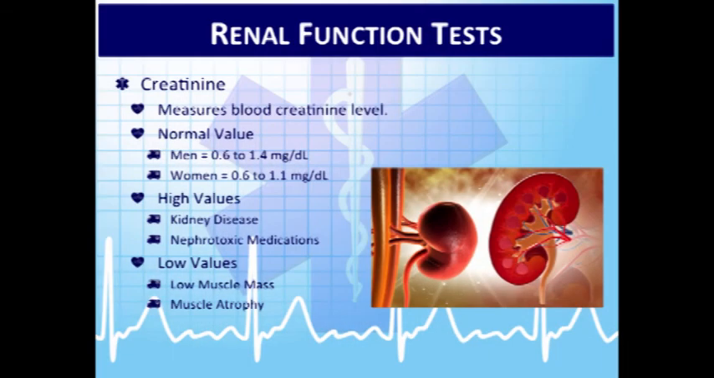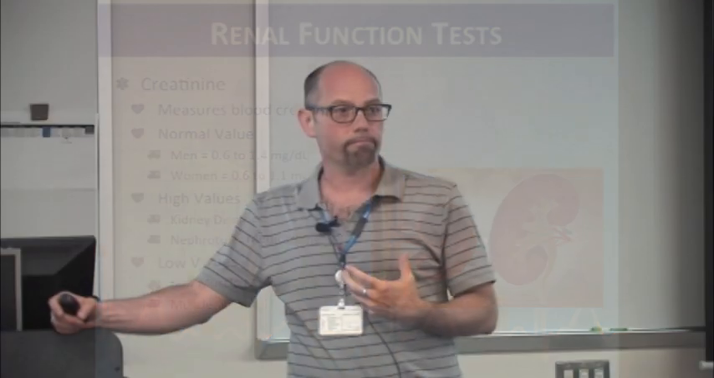So high values are seen in kidney disease or nephrotoxic medications, all the antibiotics that cause nephrotoxicity. We see that by watching the patient's creatinine go up after they are on the med for a couple of days. That would be an indication to decrease the dosage of that medication. Low values of creatinine indicate low muscle mass, so patients that are in a chronic, nutritionally deprived state may have low creatinine levels. It's produced from muscle breakdown, muscle cell breakdown. So if you don't have a lot of muscle mass in your body, you're not going to be producing a lot of creatinine.